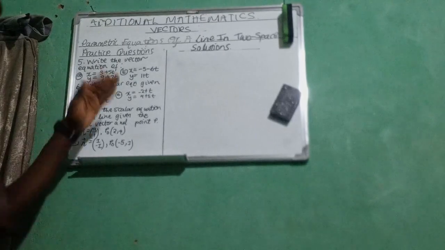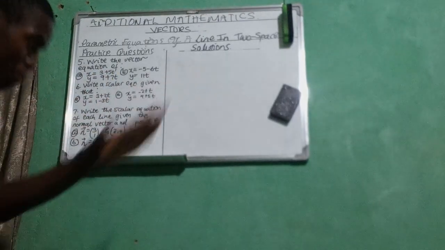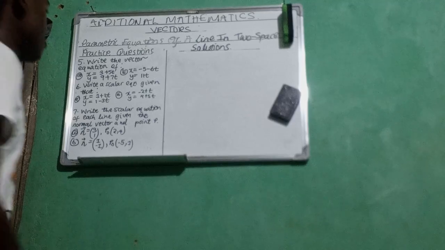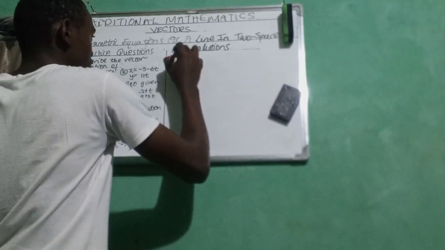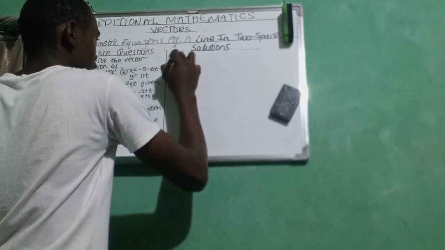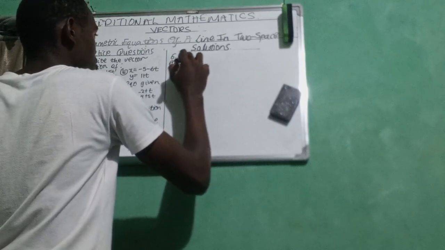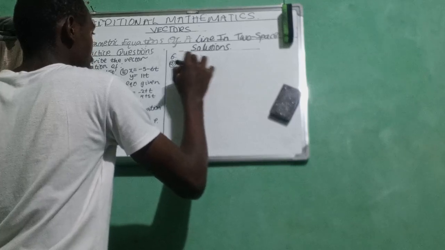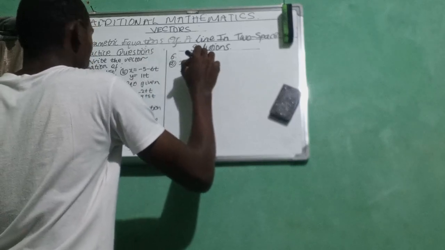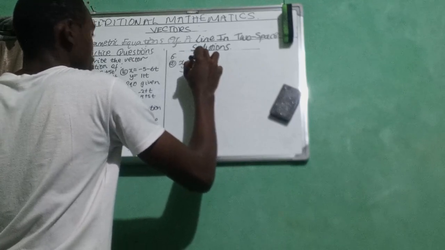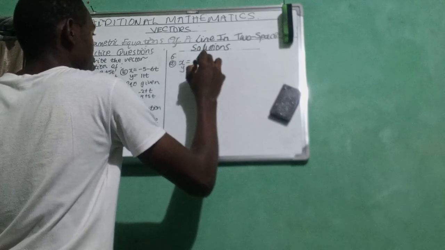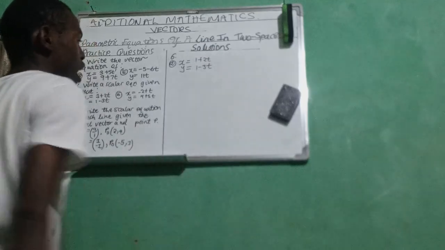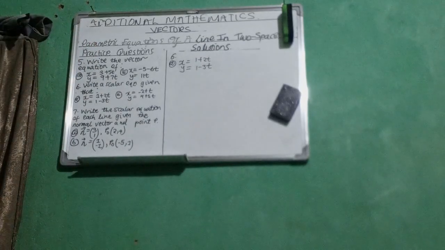Here we have question 6, which is about writing the scalar equation given these parametric equations. So let's start with question 6a. We have x, y is equal to 1, 1, plus t times 2, negative 3, like that. And they want us to write the scalar equation given that parametric equation.